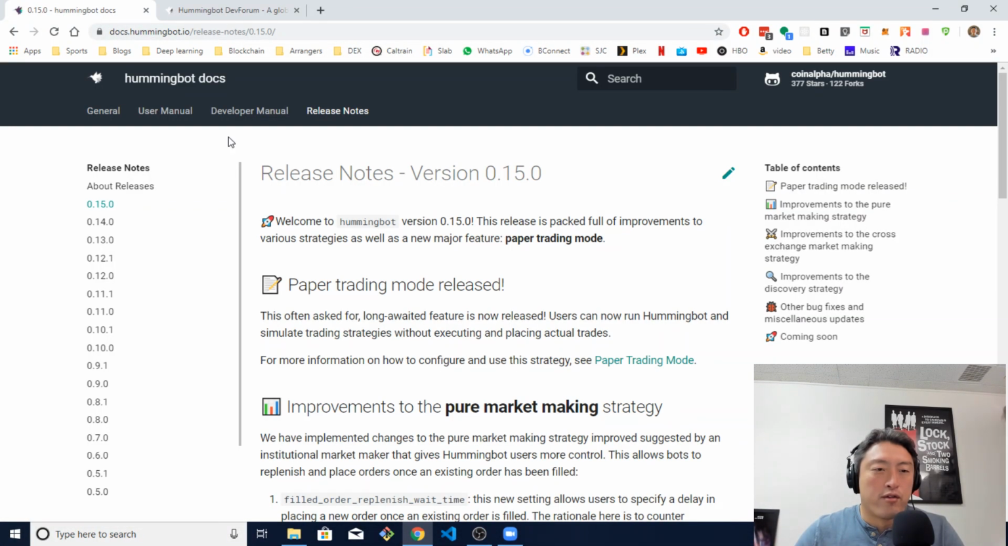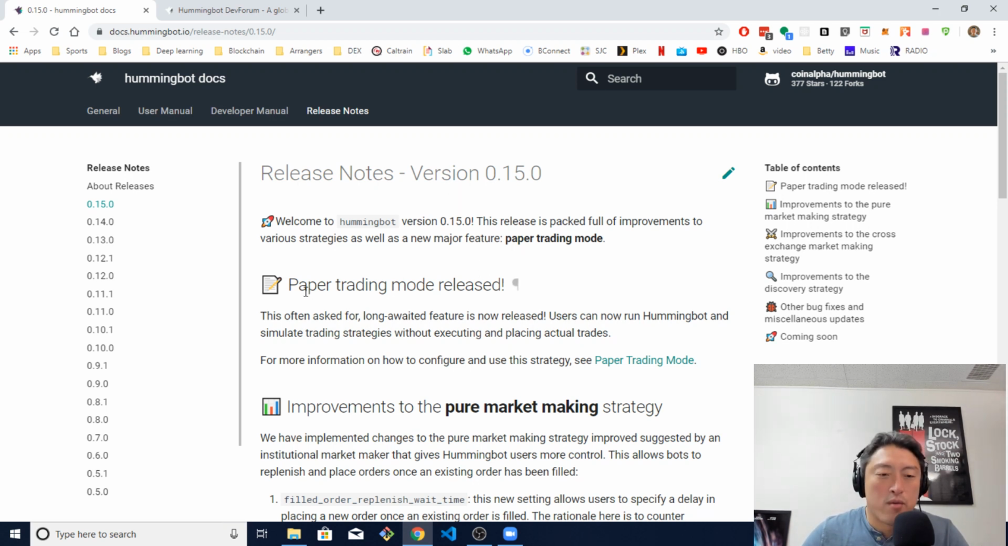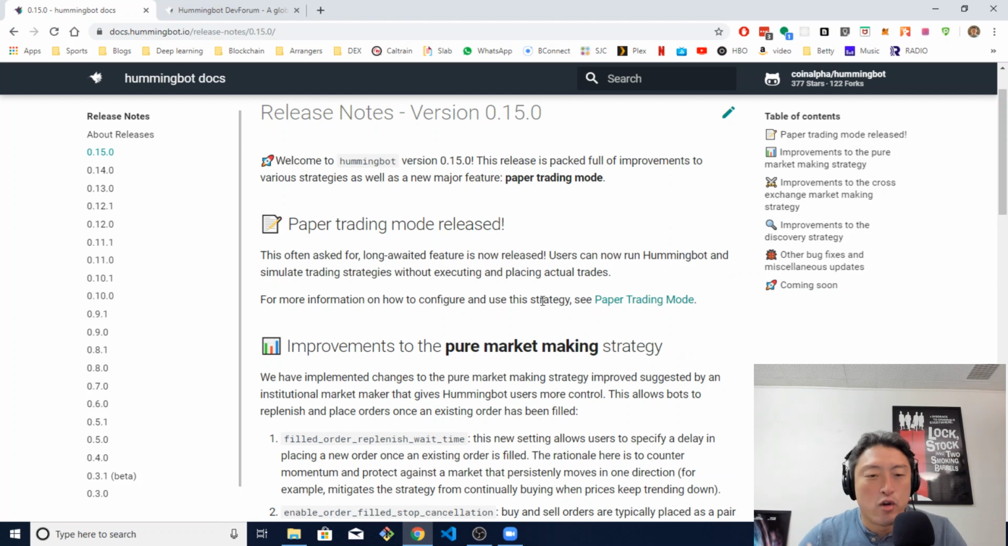So 0.15, here are the release notes. This was kind of like a big bang release for us because we've been working on all this stuff and it was in testing, and then we finally got it all tested and all merged in 0.15. So the major thing was paper trading, a mode that allows people to essentially use dummy assets when they run a strategy so they can test new parameters, new strategies, and new exchanges without risking their real capital.